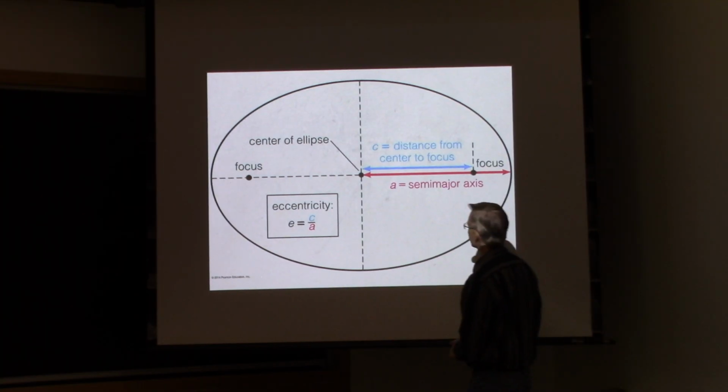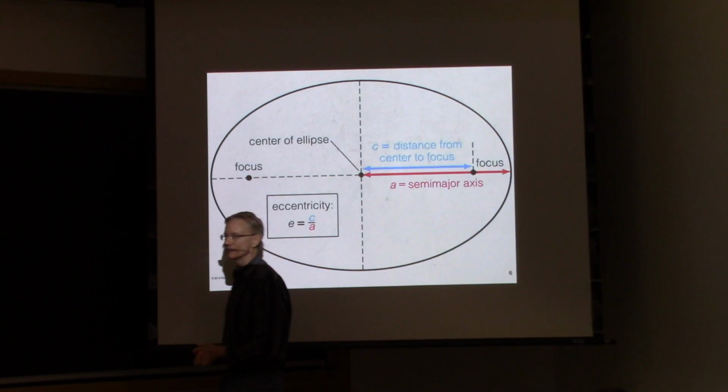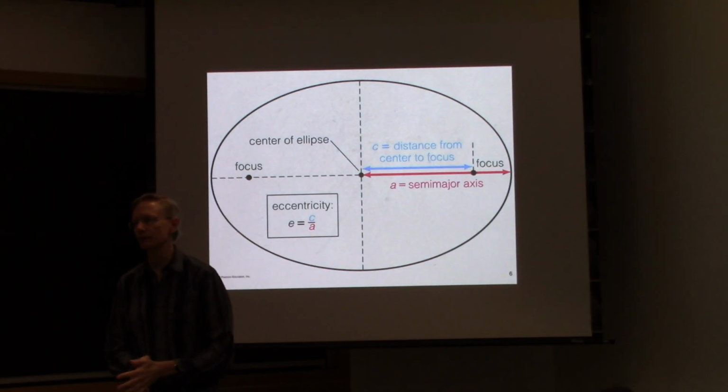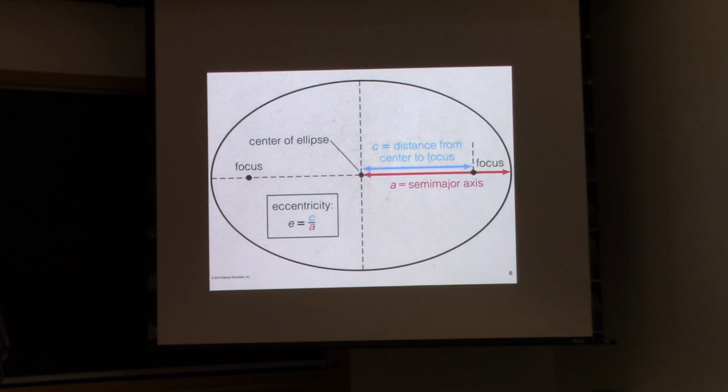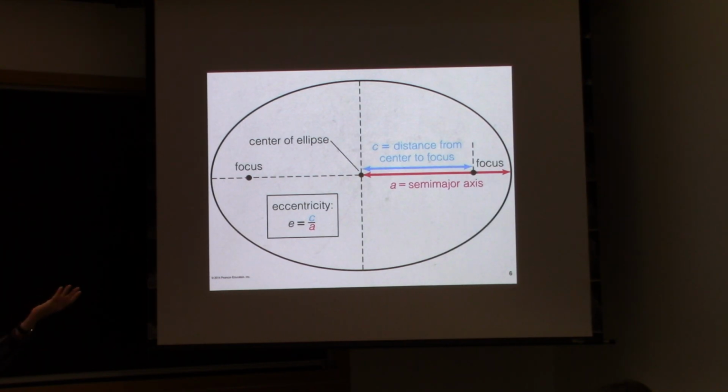So if we had a circle, what would c be? The distance from the center to either focus for a circle is what? It's 0, right? If it's a circle, the foci coincide at the center, so c itself is 0 in that case. So therefore, the eccentricity for a circle is 0, right? Because we're sitting on top of one another.